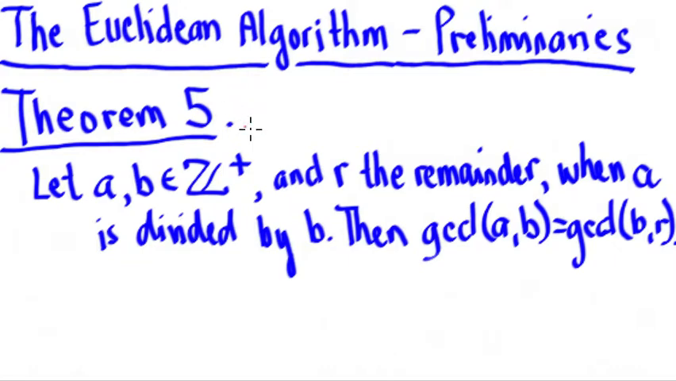So what does theorem number 5 state? For the sake of our videos, we'll call it theorem number 5. In some other books, it may be called by other numbers. So what does the theorem say? Let a and b be positive integers and r be the remainder when a is divided by b. Then the GCD, the greatest common divisor of a and b, is just equal to the greatest common divisor of b and r.